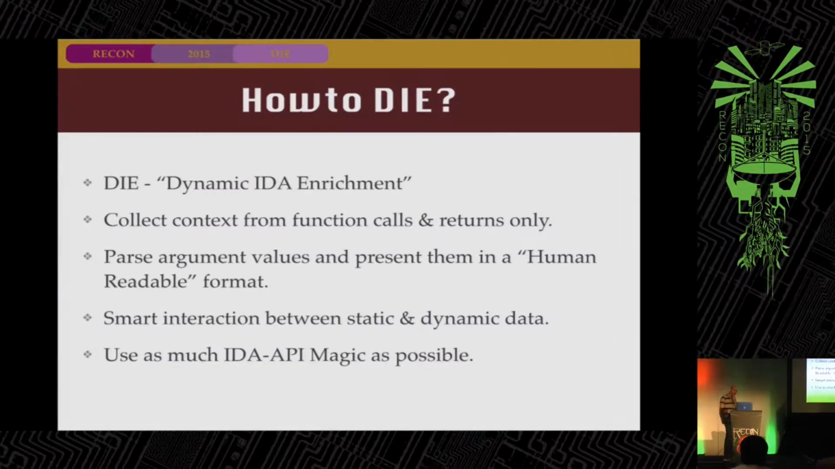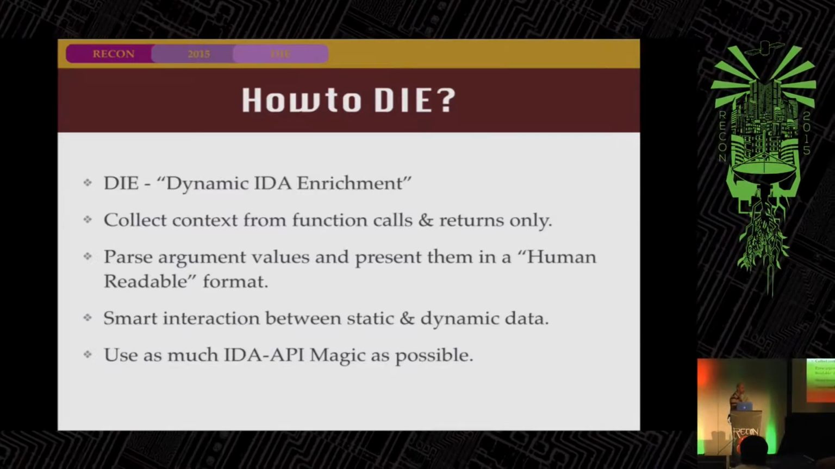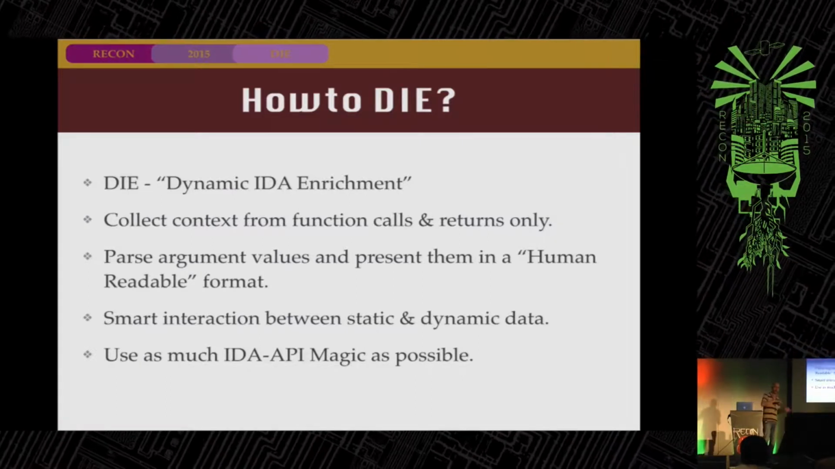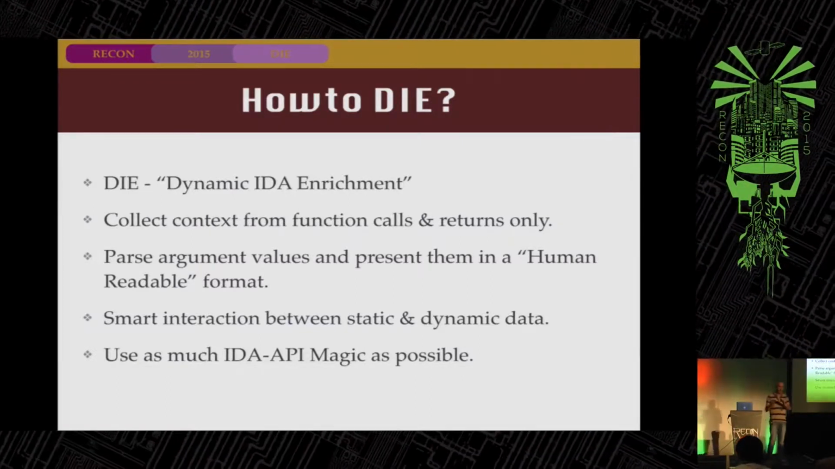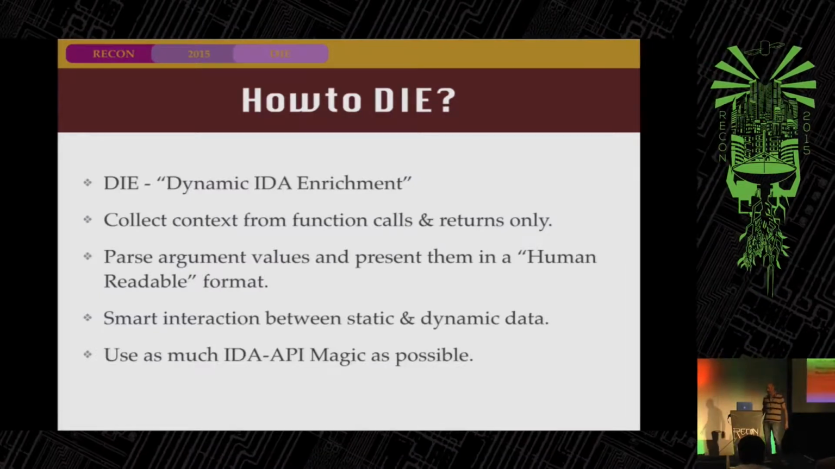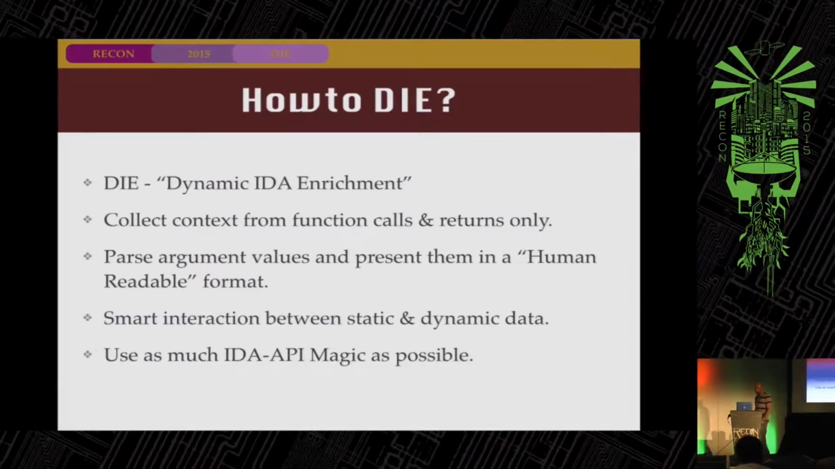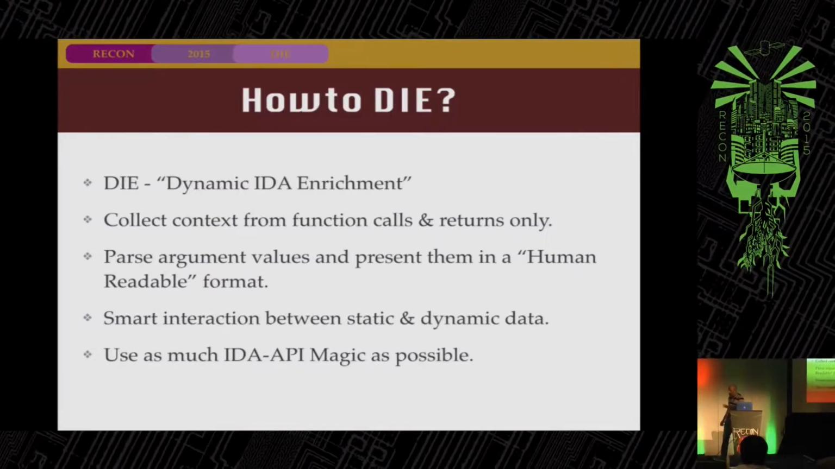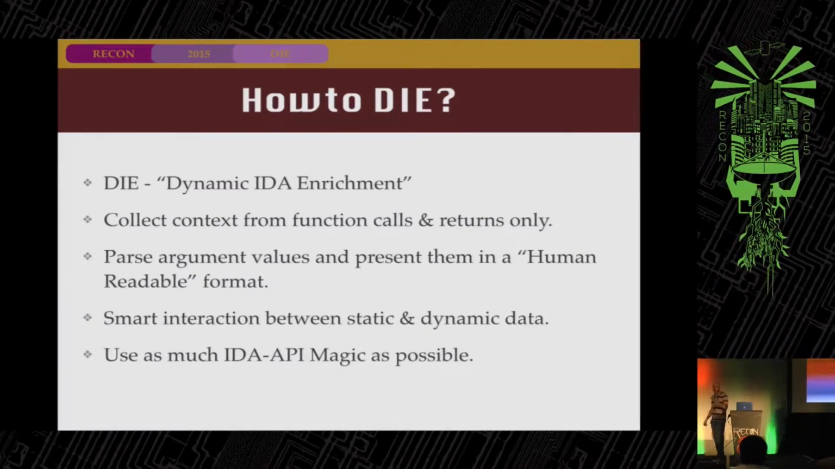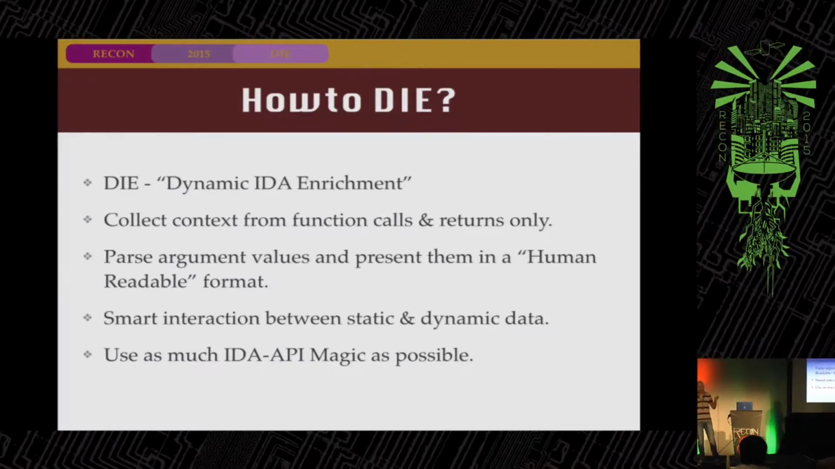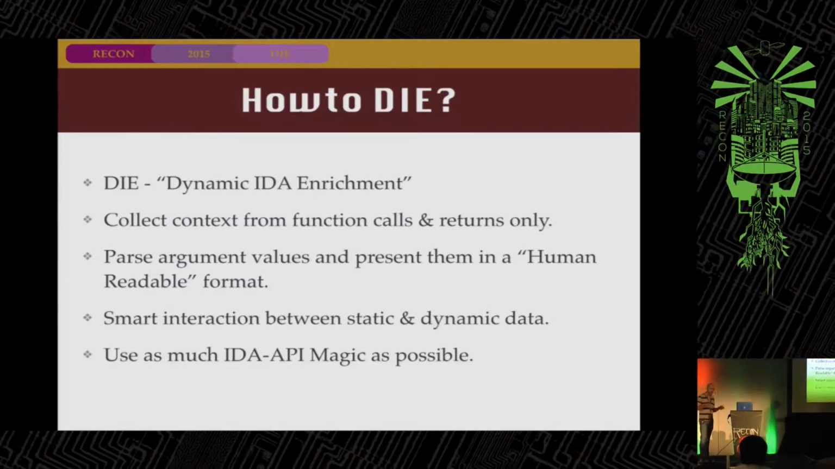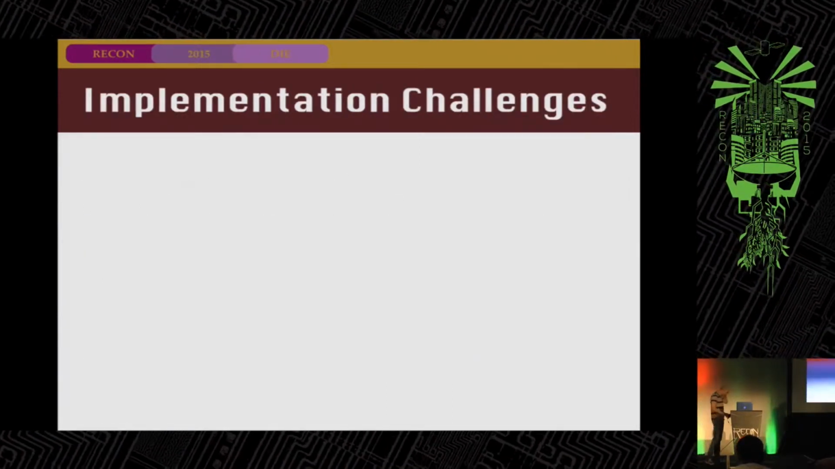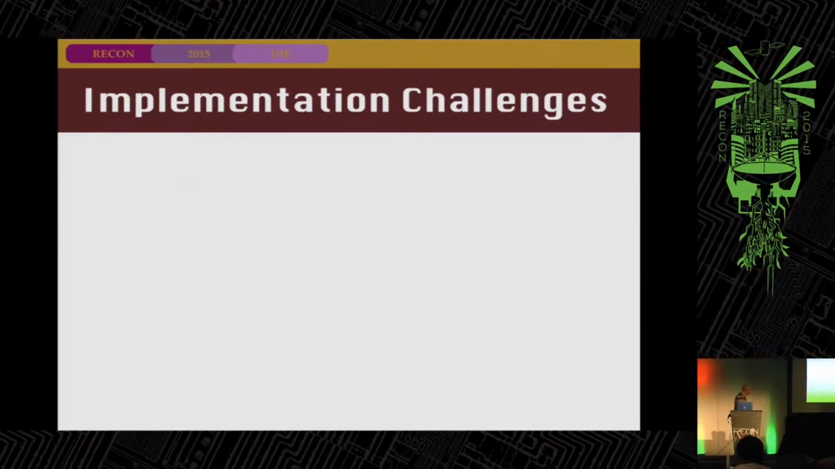The other thing is that I tried to design some kind of smart interaction between static and dynamic data. So you can move back and forth from static data to dynamic data and over again, and it could be very, very usable. And the last point is that I wanted to use as much IDA API magic as I could. I don't want to calculate anything myself, not the arguments, not their types, not their positions, nothing. I want all the data that is stored in IDA to be available to me to use inside my tool. So there are some implementation challenges here, and we're just briefly going to go over them.